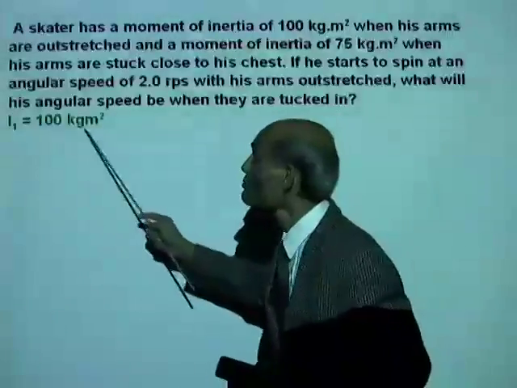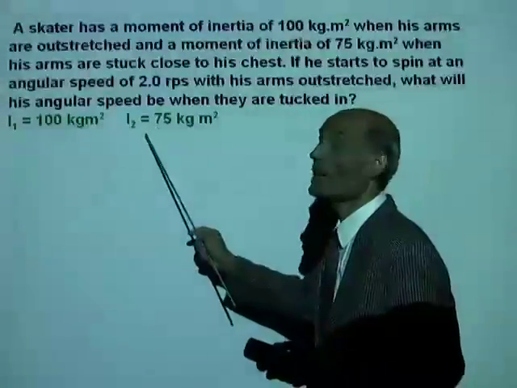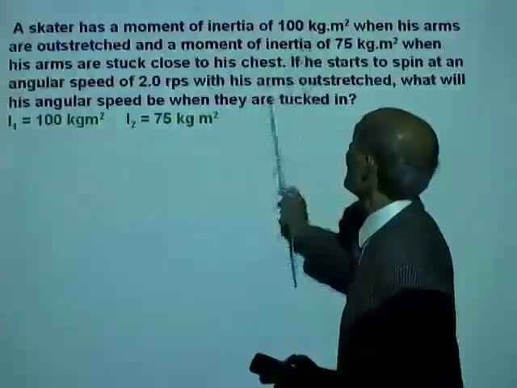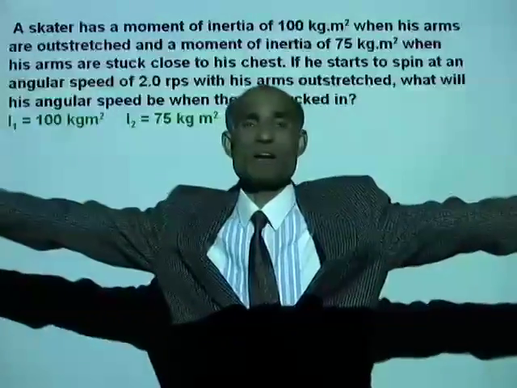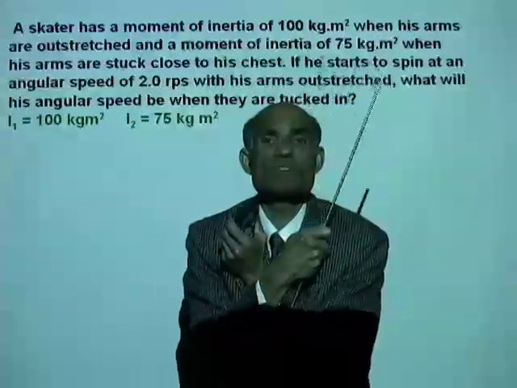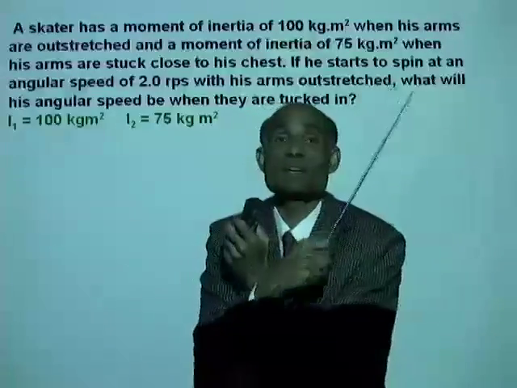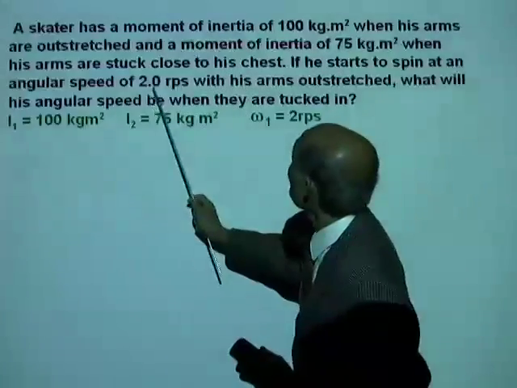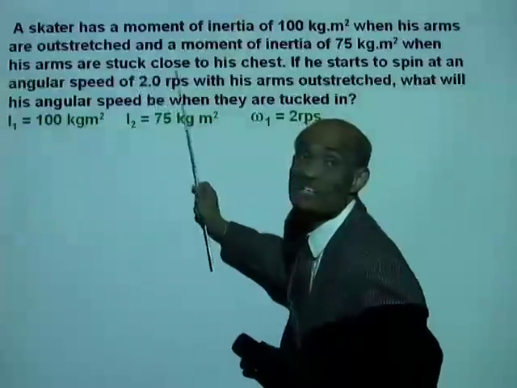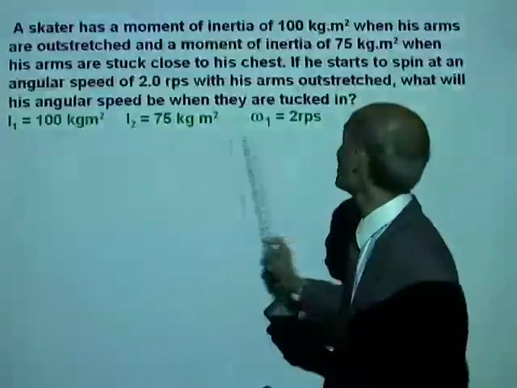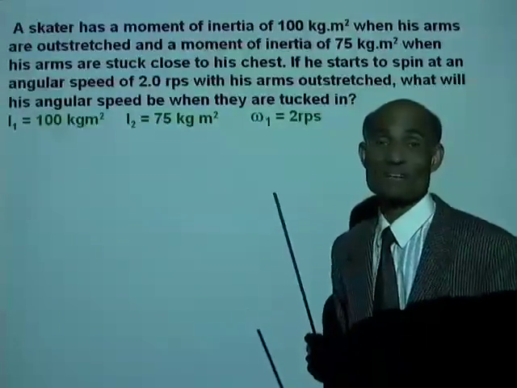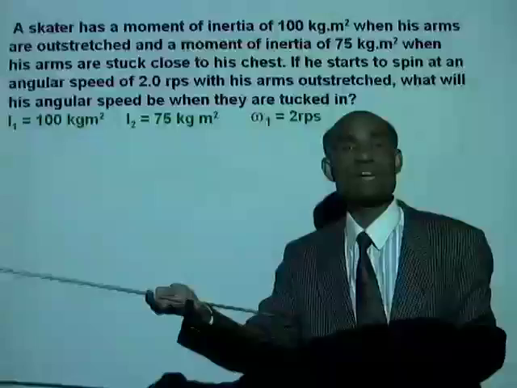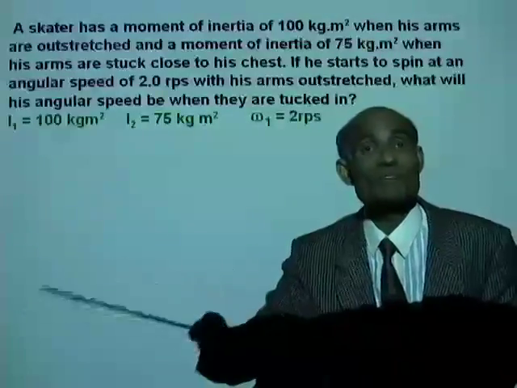Alright, I1 is 100 kilogram meter squared and I2 equal to 75 kilogram meter squared. I1 is the moment of inertia when his arms are outstretched. I2 is the moment of inertia when the arms are tucked in. Now, what is the angular velocity initially when the arms are outstretched? It is 2 revolutions per second. You can leave it in that unit. If you leave omega 1 in revolutions per second, omega 2 will also be in revolutions per second.